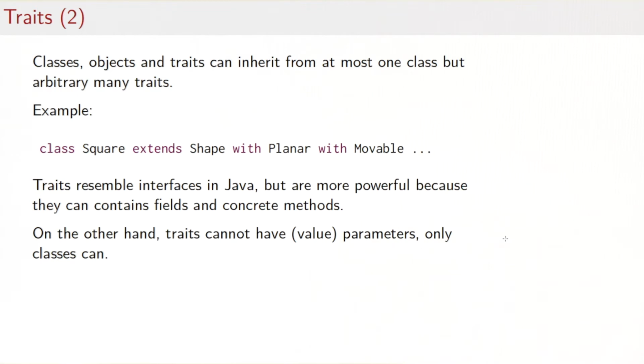In that sense, even though the syntax is different, traits resemble interfaces in Java, because in Java as well you can inherit from one class but multiple interfaces. However, traits in Scala are actually much more powerful than interfaces in Java, because traits can contain fields and concrete methods, whereas interfaces can contain only abstract methods.